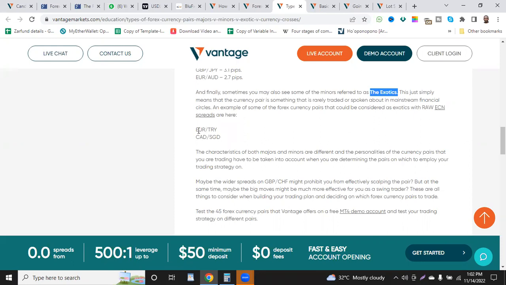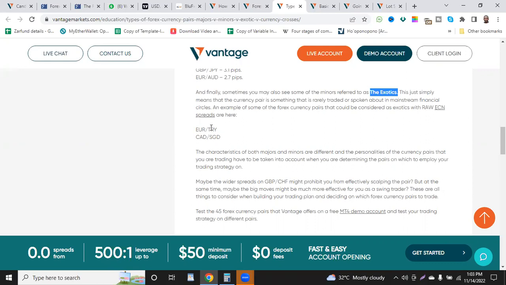See, here you have euro, then you have TRY, the Turkish lira. By the time you combine the Turkish lira with the euro, that pair is an exotic pair. Then here you have CAD and SGD. SGD is the Singaporean dollar. So you have the Canadian dollar paired with the Singaporean dollar, and that pair is an exotic pair. Why is it an exotic pair? For the first one, the euro is a major currency.